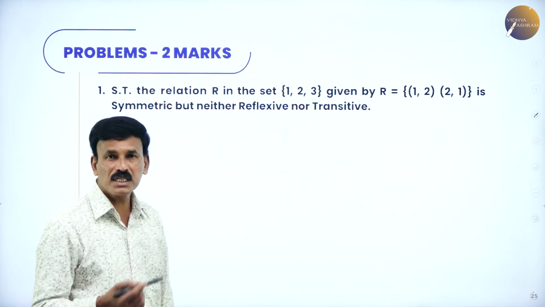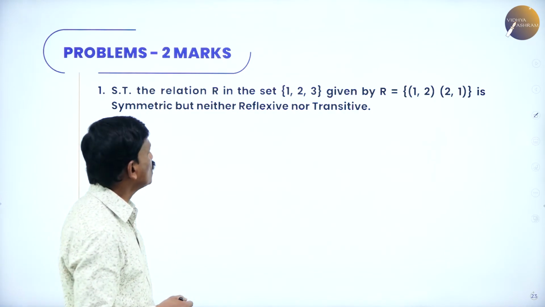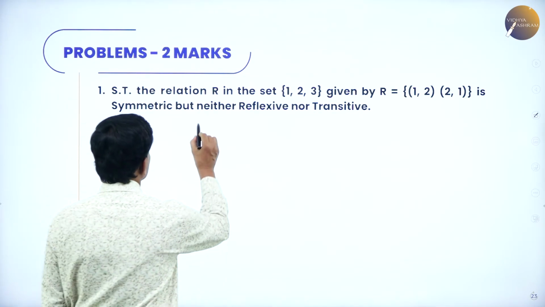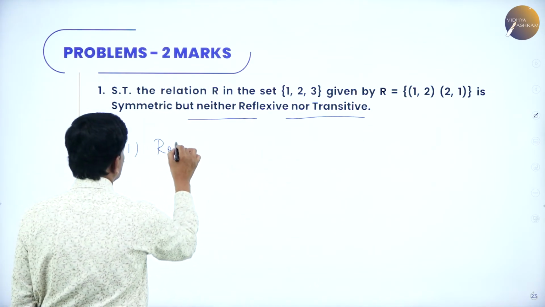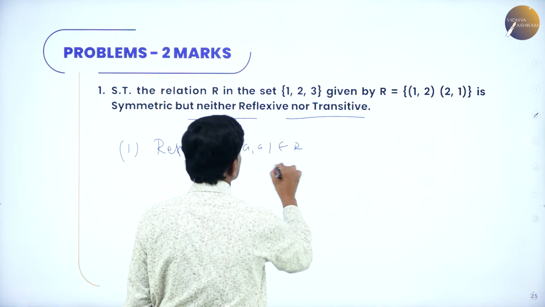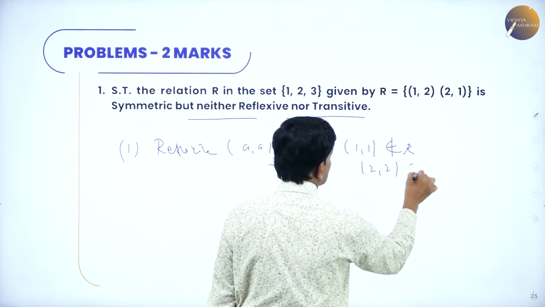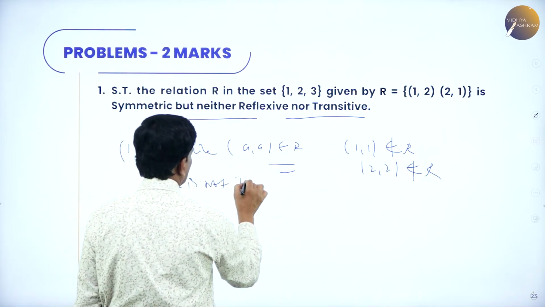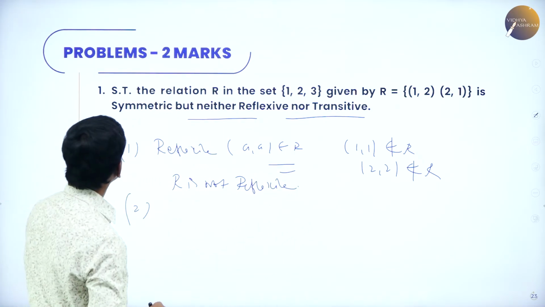Now let us come to the next problem, for 2 marks. Show that the relation R on the set {1, 2, 3} given by R = {(1,2), (2,1)} is symmetric but neither reflexive nor transitive. So what is reflexive? Reflexive means (a,a) belongs to R. This implies (1,1) does not belong to R and (2,2) also does not belong to R. So therefore R is not reflexive.